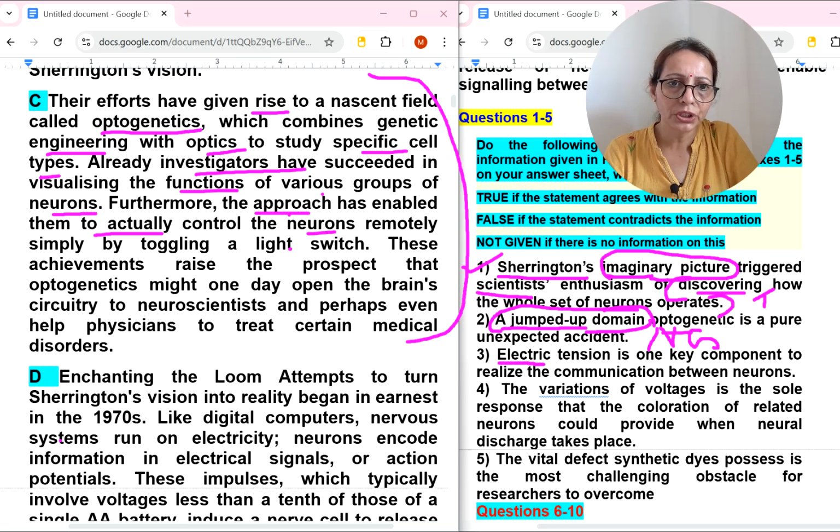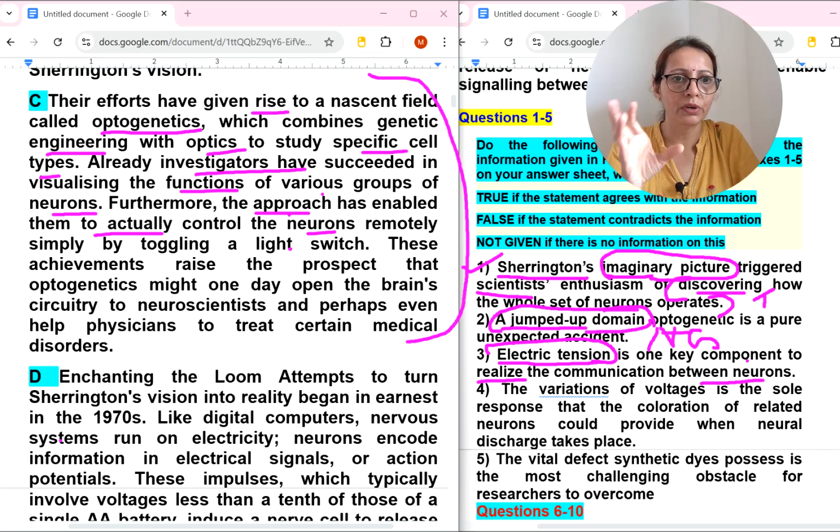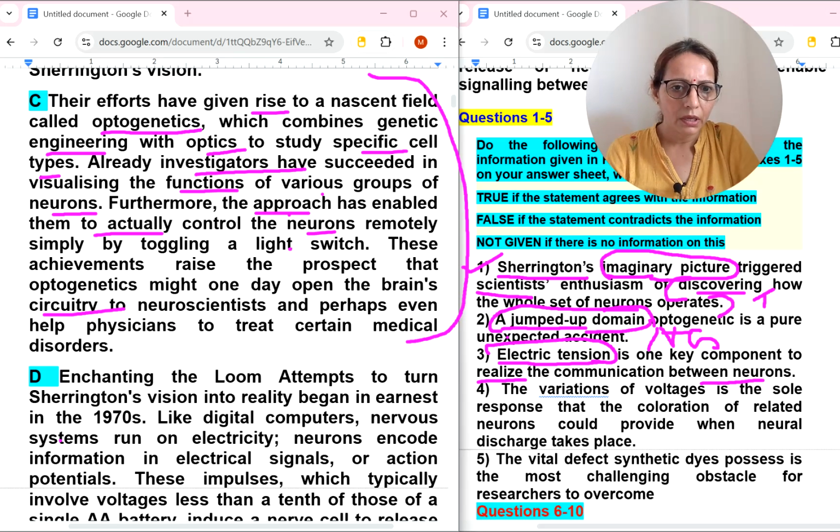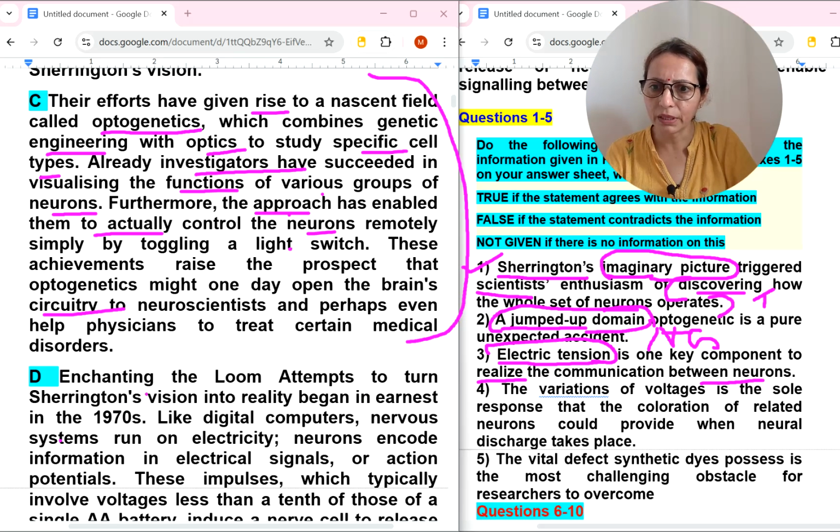Third, electric tension is one key component to realize the communication between neurons. Okay, electric tension is the important word here. Electric tension is one key component, meaning an important part, to realize the communication between neurons. Okay, the neuron word is here. Electric circuitry, but no, I'm looking for electric tension, one component to realize the communication between neurons. Okay, let's read the next paragraph. Like digital computers, nervous systems run on electricity. The word electricity is here. Let's move to the next paragraph.